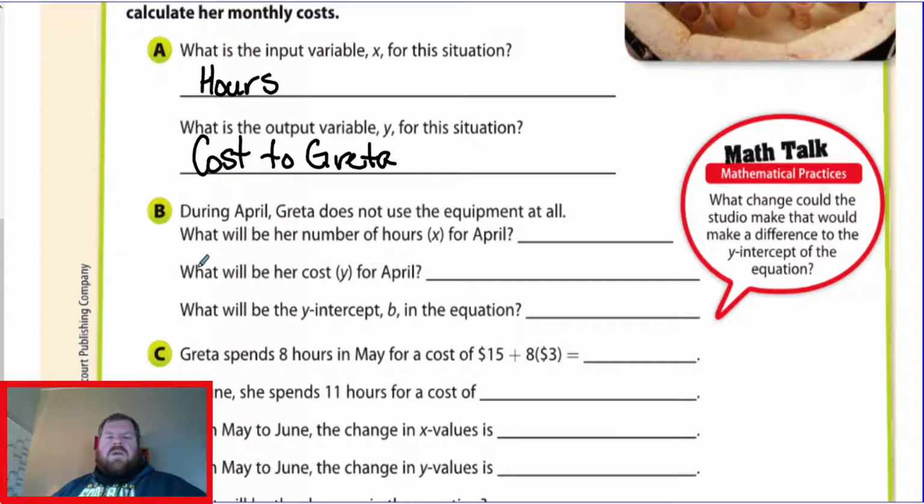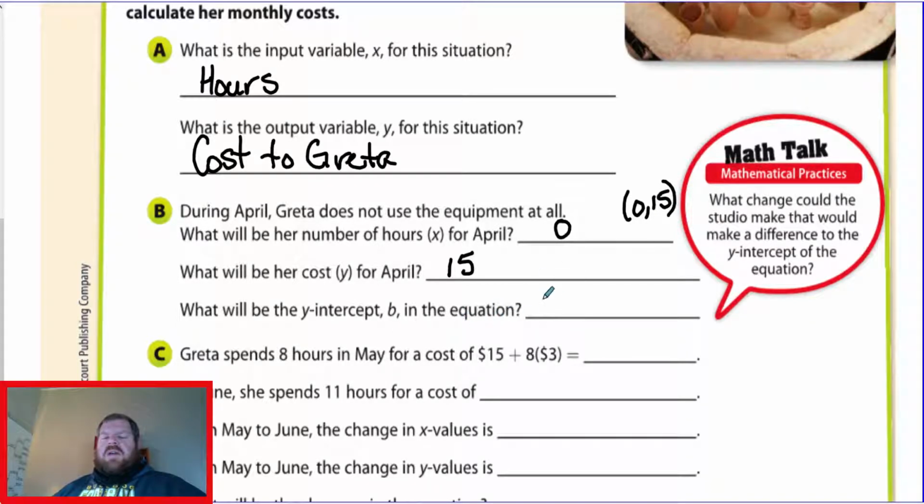Okay. So what will her hours be in April? Well, she's not going there at all. She's not using their materials, so it's 0. But she still owes money for her membership fee. She still owes $15 for her membership fee. So what we've just shown here is that x is 0 and y is 15. So if we were to graph the equation of her studio usage versus her cost, this point would be 0, 15.